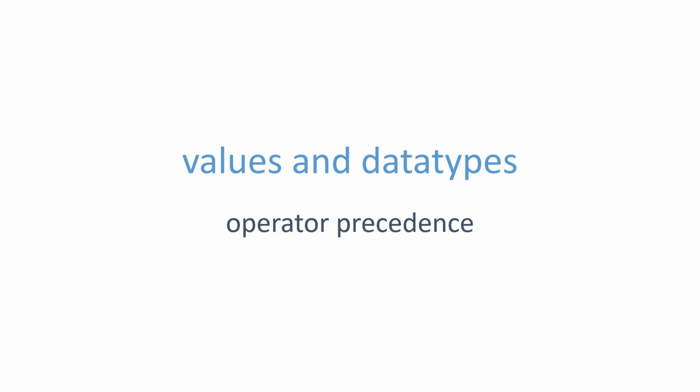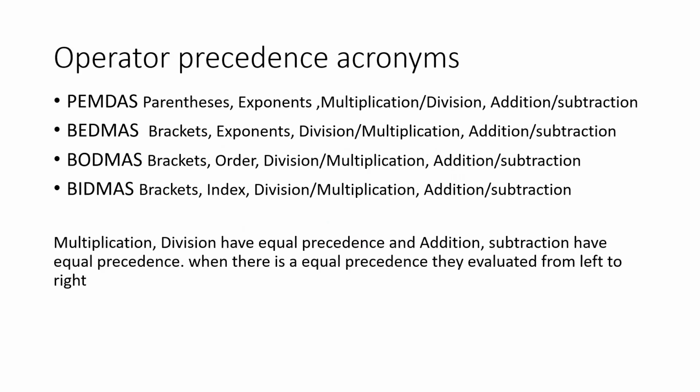In this session I'm going to explain operator precedence. There are so many acronyms available in Python. Just follow these acronyms. In these acronyms, multiplication and division have equal precedence. At the same time, addition and subtraction have equal precedence. When there is equal precedence, they are evaluated from left to right.